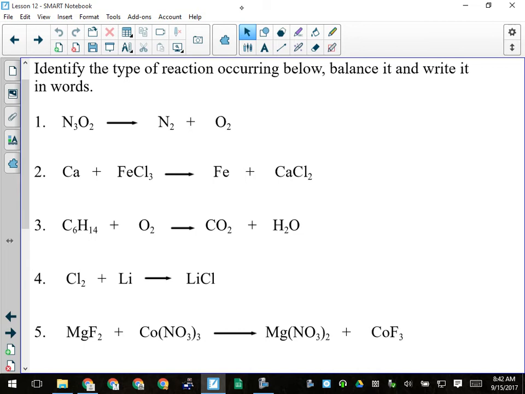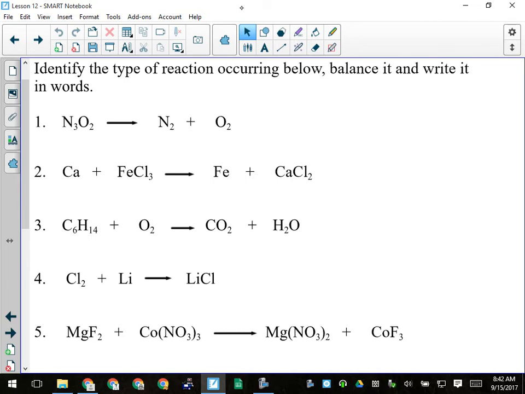Synthesis reactions, okay? In a synthesis reaction, 2 elements combine to form a single compound, okay? In a decomposition reaction, the exact opposite occurs. We have a compound that breaks down into its elements. We have combustion reactions, where a hydrocarbon, that is a molecular compound containing carbon and hydrogen, reacts with oxygen to produce carbon dioxide and water.